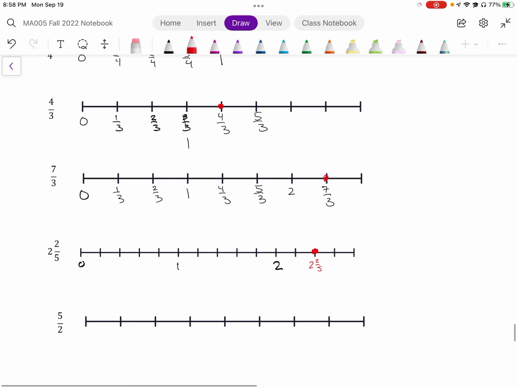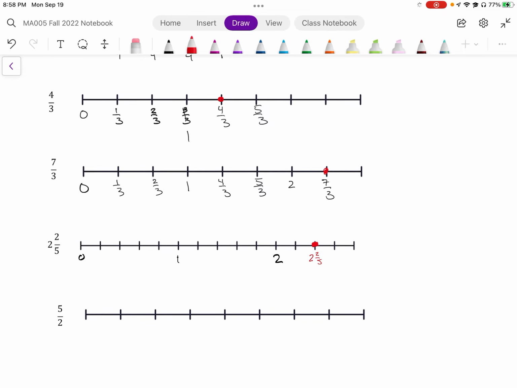All right, next one, 5/2. All right, if we call this 0, this is 1/2. 2/2. Oh, 2/2 is 1, right? 3/2, 4/2, which is 2. 5/2, 6/2, which is 3. 7/2, 8/2, which is 4. So 5/2 is basically 2.5 right there.